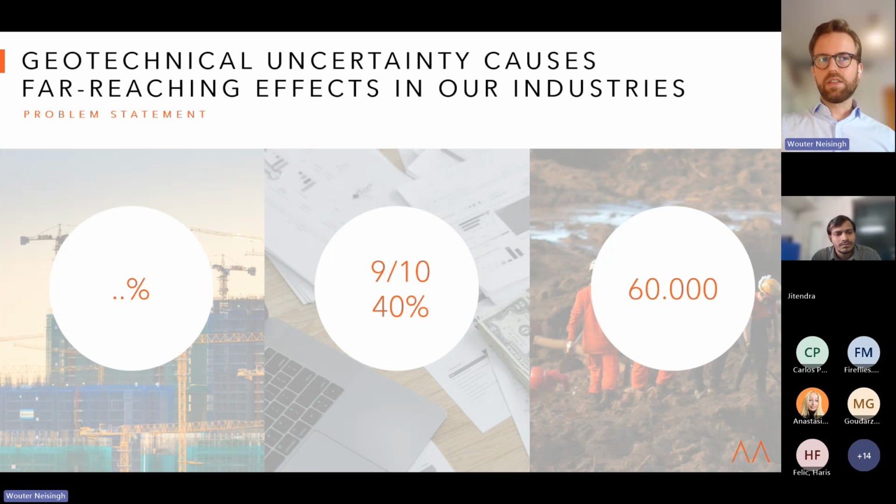And the last number, 60,000, unfortunately, is a serious number and one that we should keep in mind every day. According to the International Labour Organization, ILO, a United Nations agency, they estimate that per year about 60,000 people die due to accidents in the construction industry. It's people who don't come home at night to their families and their loved ones. And we know that unknown ground behavior can have a serious effect in terms of failure on projects that may endanger life and property. So these are really tangible ways that we see that geotechnical uncertainty has far-reaching effects in our industries.